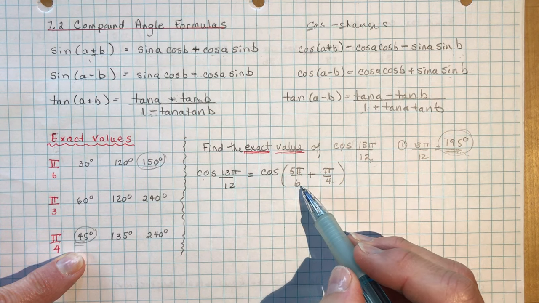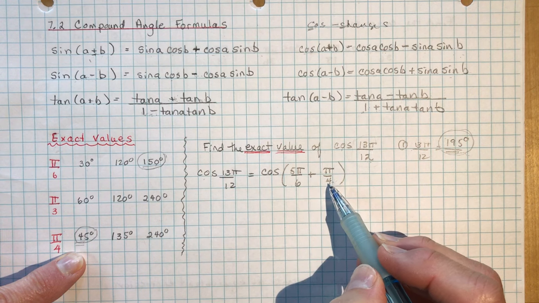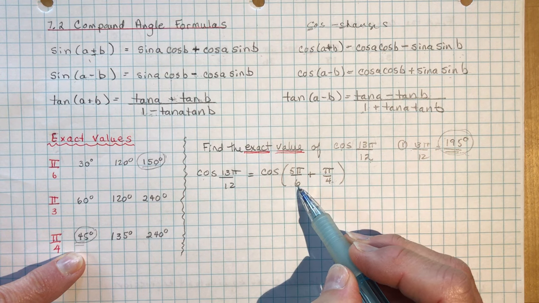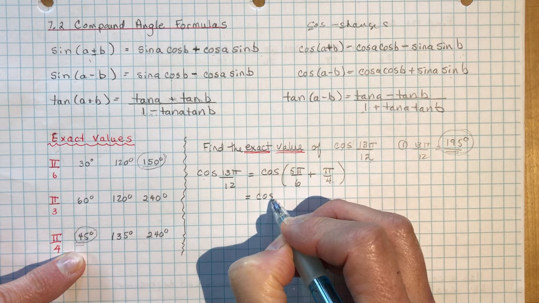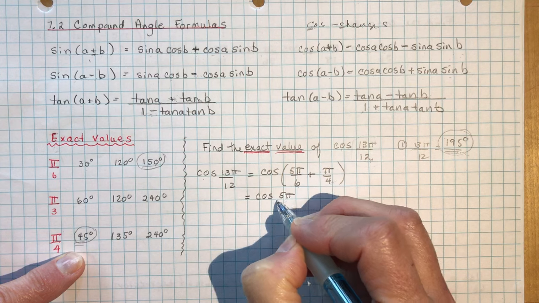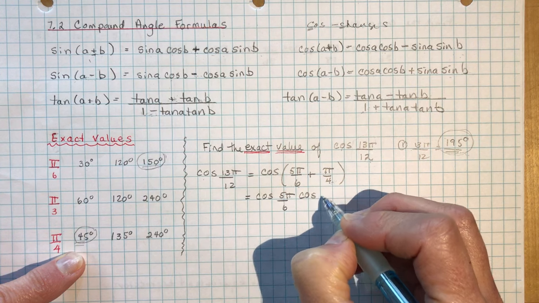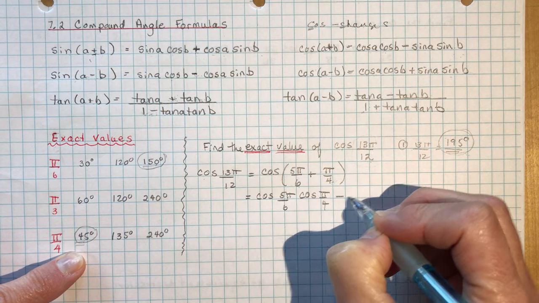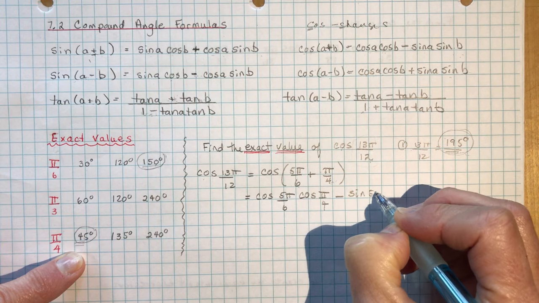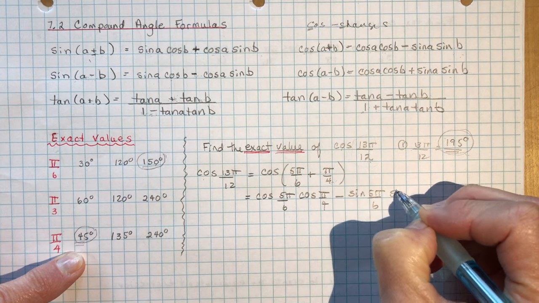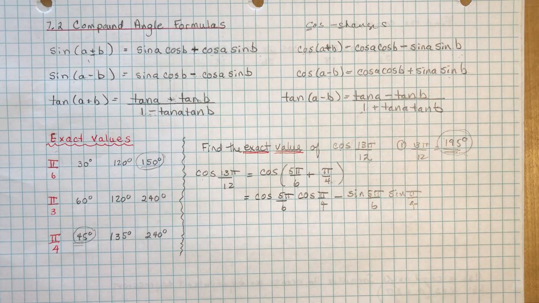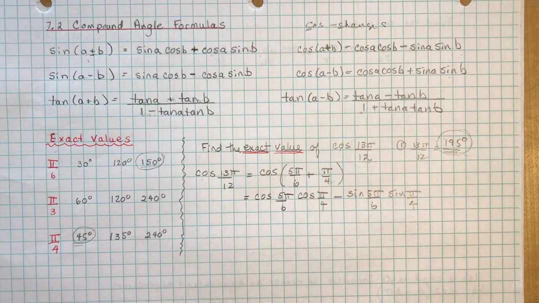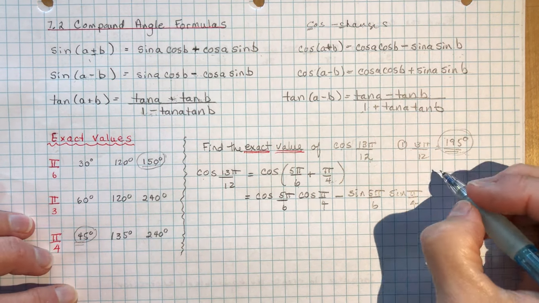Okay, so now I've got it written as the sum of two angles, and now I'm going to use the addition formula for cos, and that would be cos of 5 pi over 6, cos pi over 4, minus sine 5 pi over 6, sine pi over 4. Okay, so now you need to go to your special triangles to find, well, actually, before you do that, you want to rewrite these in terms of related acute angles.